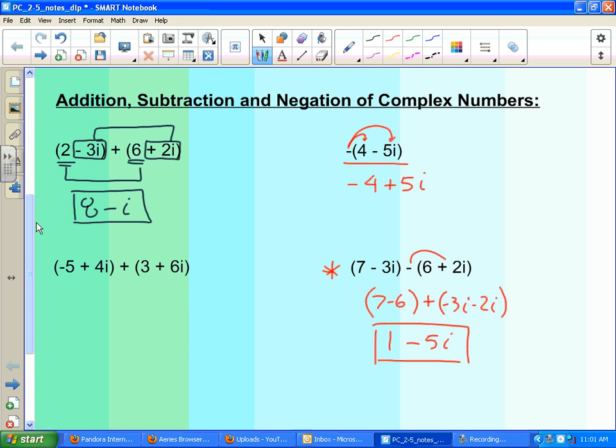Distribution, distribution, distribution. Always, always have that negative sign in front of a parenthesis. Remember, you've got to distribute it. You're all right over here talking to yourself. Okay.